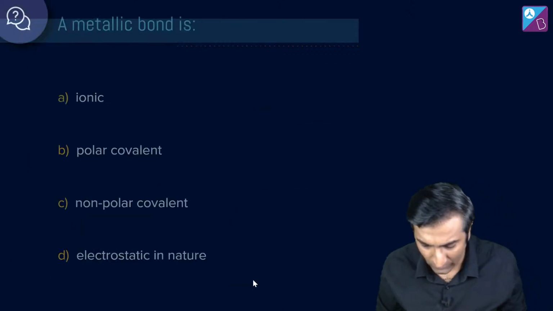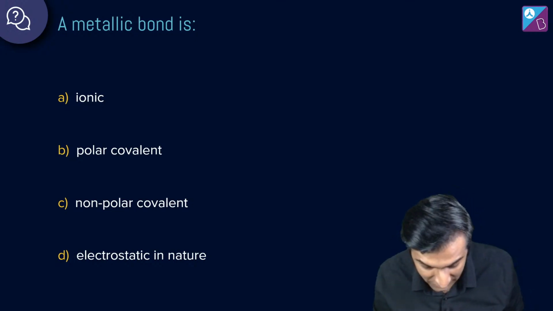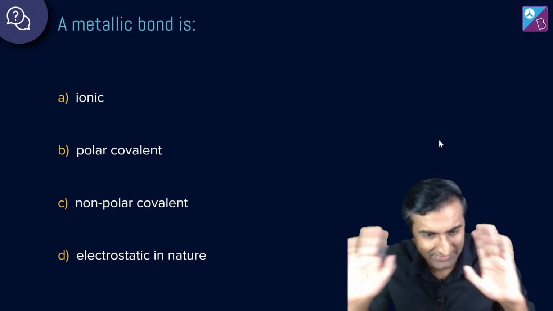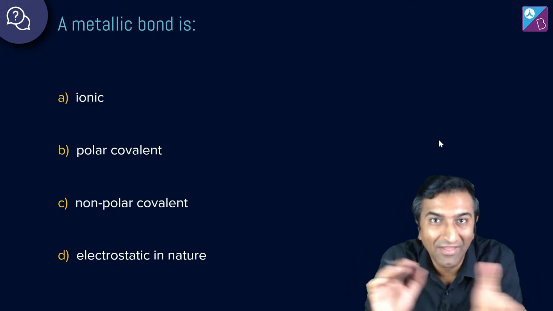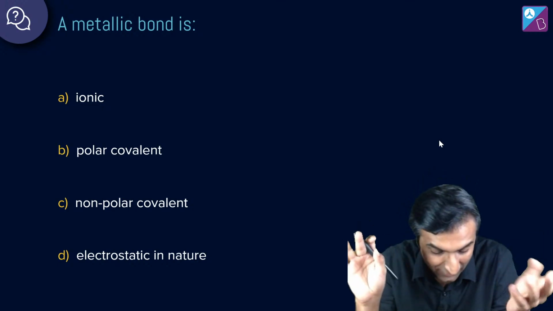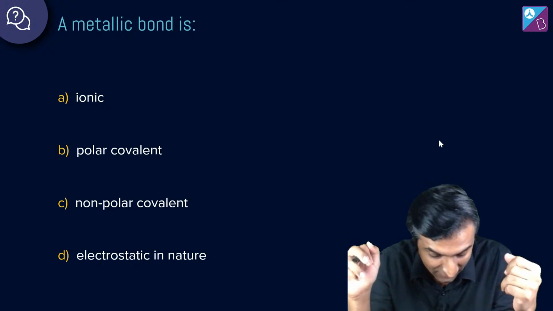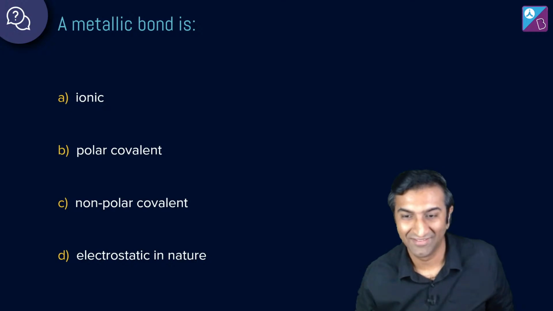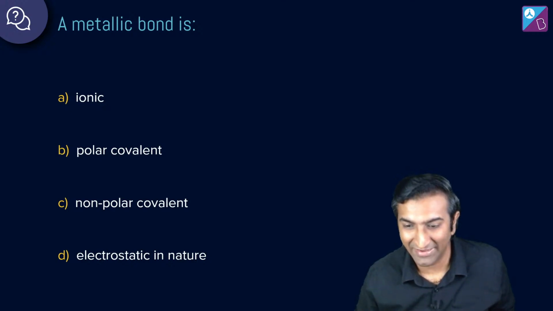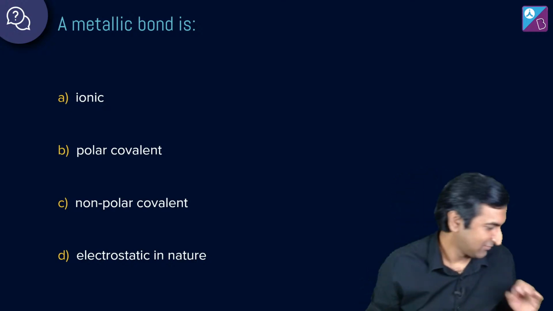Okay, last question for the day. I think we're done with this pretty much. Yeah, we're done with the session. Last सवाल, बहुत simple था सवाल. What is a metallic bond? बता, बहुत simple सवाल. Is it ionic bond, polar covalent bond, non-polar covalent, or is it electrostatic in nature? What do you think? खत्म करें with this last question.